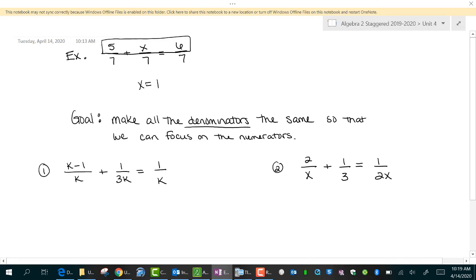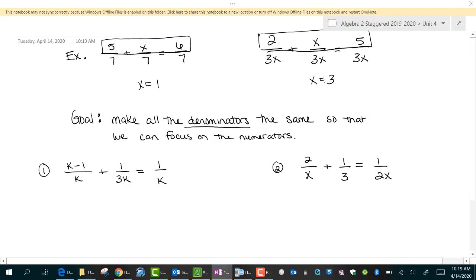Likewise, if we had something like 2 over 3x plus x over 3x equals 5 over 3x, again, the fact that those denominators are all the same means I can disregard those for the time being and just focus on those numerators. So 2 plus x equals 5. Well, I know that 2 plus 3 is 5, so I end up with x equals 3.